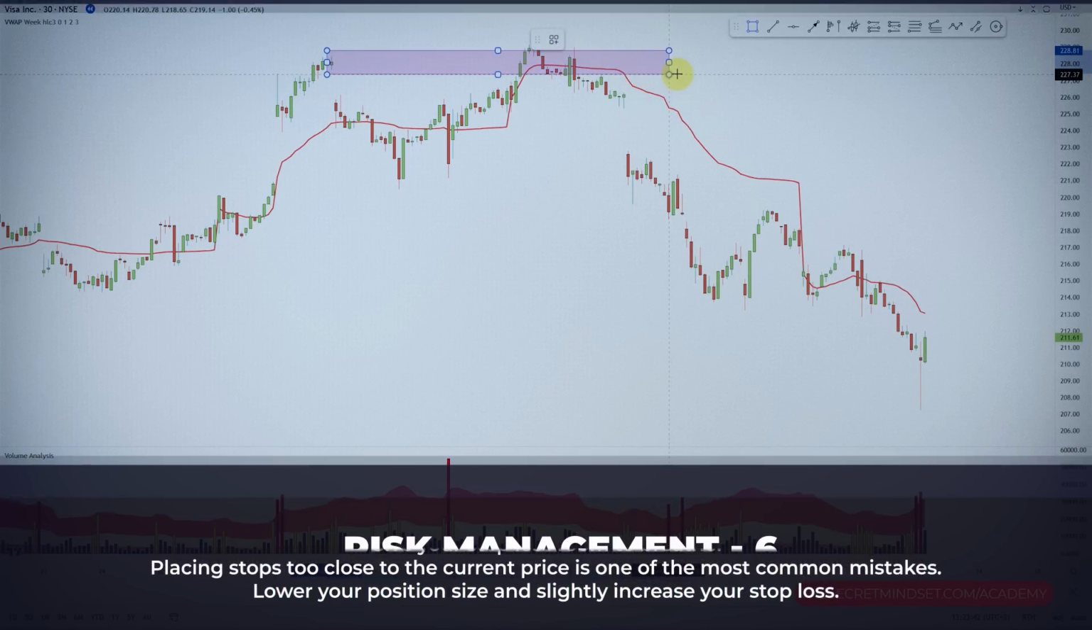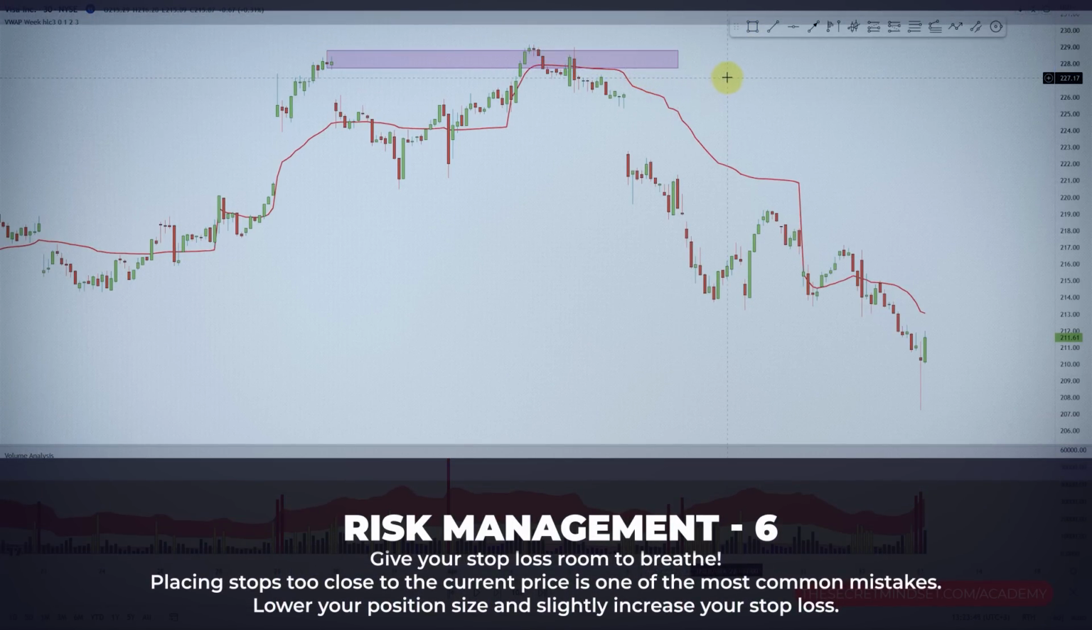Another tip is to give your stop loss room to breathe. Most day traders misunderstand what a stop loss really is. At its core, it's the price where your trade idea is no longer valid. But placing stops too close to the current price is one of the most common mistakes day traders make.